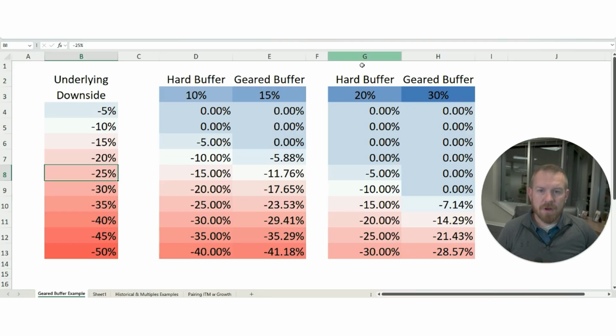And the other side is I have the hard buffer of 20%. Same kind of story. Market's down 20, the client gets their principal back. If the underlier is down 30, well then the client is down 10.